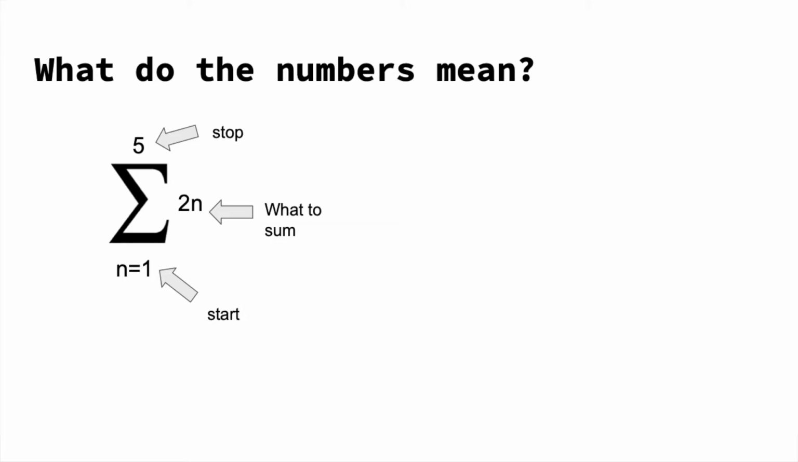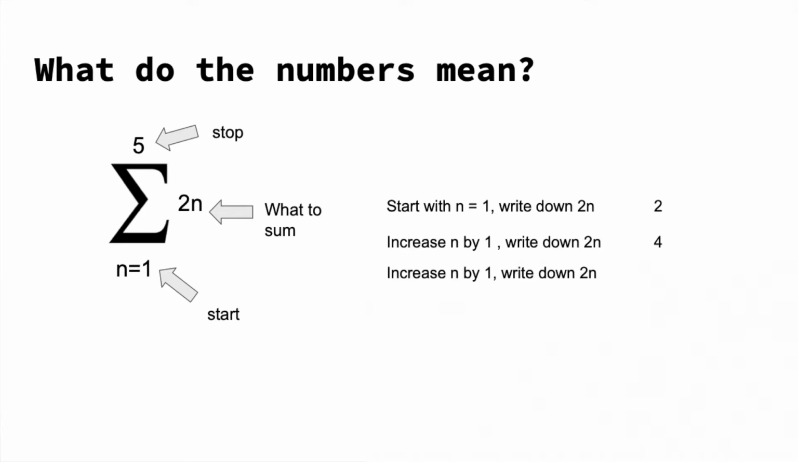Let's just use the sigma as an example. We start with n equals 1, and we write down 2n, which means we write down 2. Then we increase n by 1. So now n is 2, and 2n is 4. We increase n by 1 again. So n is 3, and 2n is 6. We do this until we hit the stop value. So in the last one, we have n equals 5, so 2n is 10.